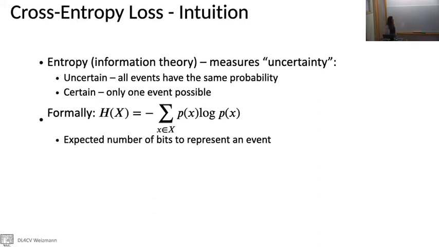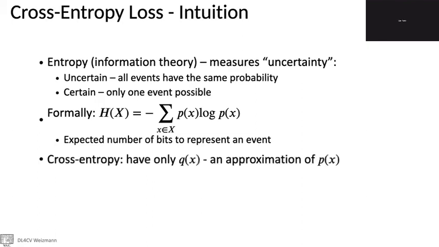Think of when we are certain, we have only one event that is possible, we don't need many bits in order to describe it. And the relation to bits is, recall that if you have log of some number, it defines how many bits you need in order to describe that. If you're certain, you don't need many bits to represent all the possible events. And if you're uncertain, you maybe need more bits in order to represent all the possible events that you have.